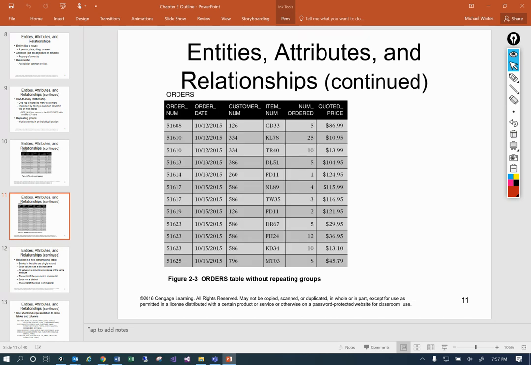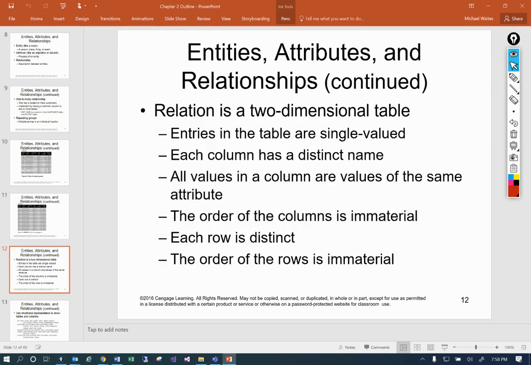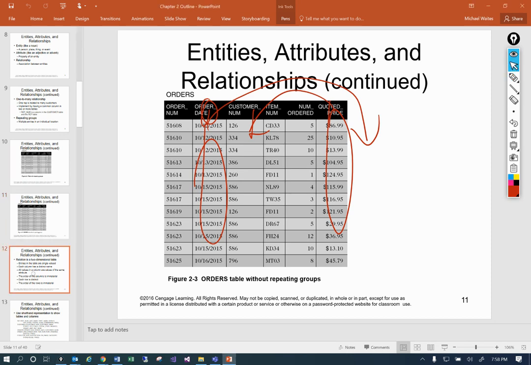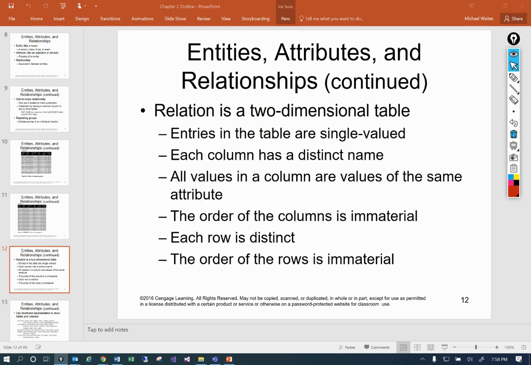So again, when we talk about that, we know that this is the order date. We're not going to put, for whatever reason, this piece of information over here. It's always going to be, this is related to that, this is related to that. The order of the columns is immaterial. It does not matter if this column was over here and this column was over here. It's all the data. It can come in any direction. We can, in our queries, actually say where the data should be.